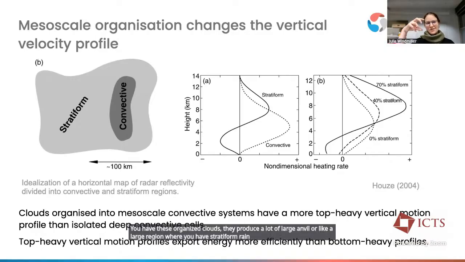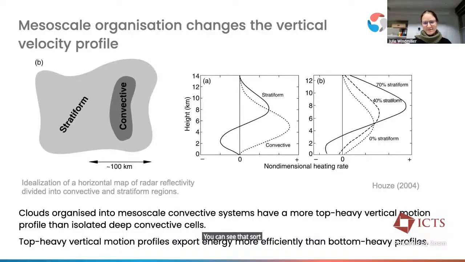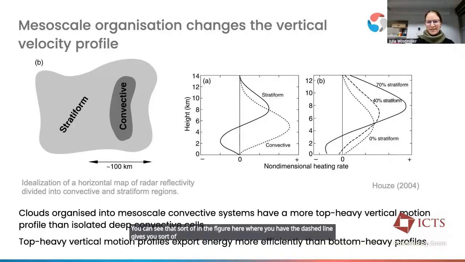So you have your deep convective core, but then you have this stratiform region that also rains. And the convective core and the stratiform region produce very different kinds of heating rates. And you can see that in the figure here, where the dashed line gives you a heating rate, and you can in your head translate that into vertical motion.